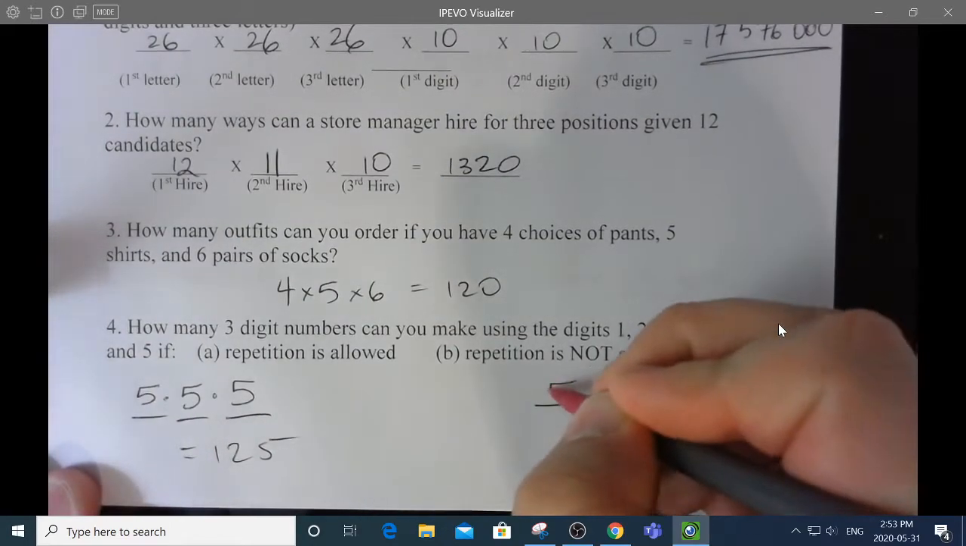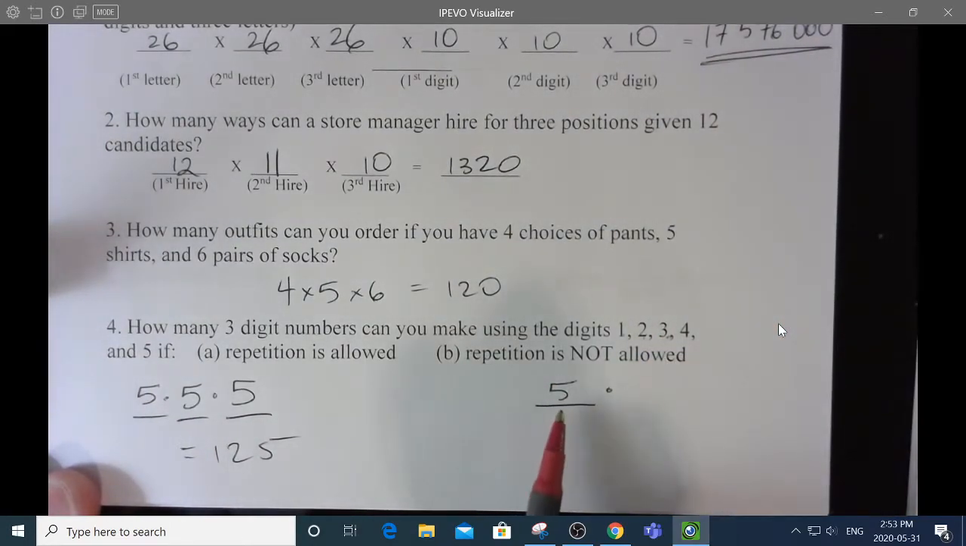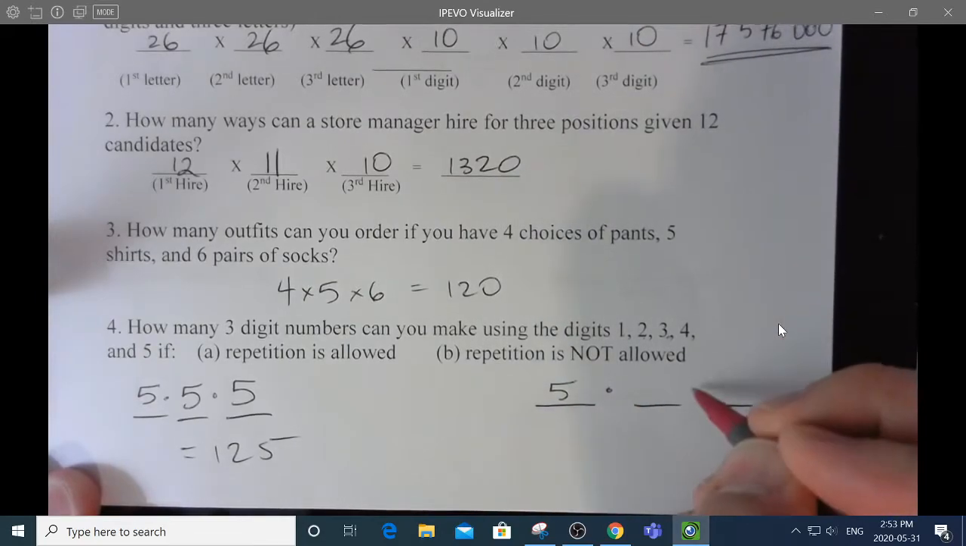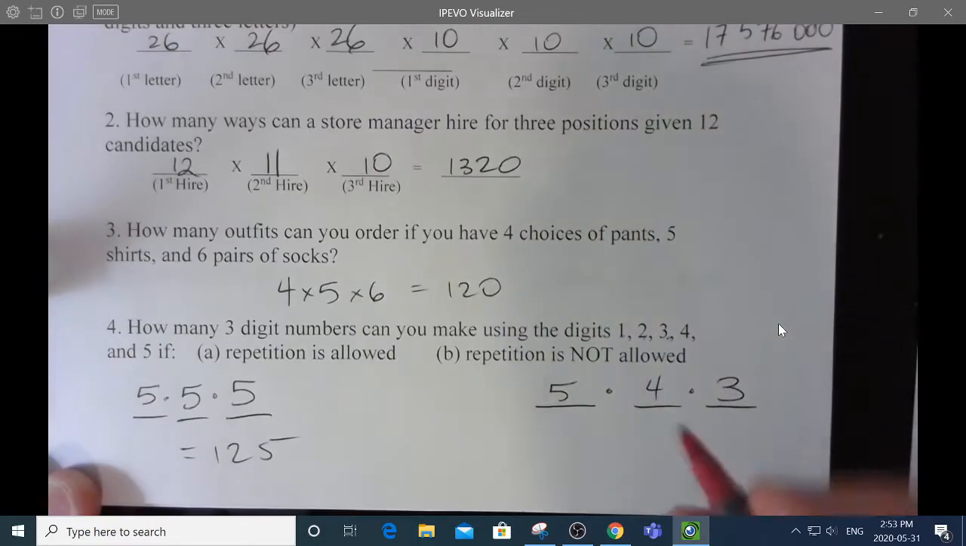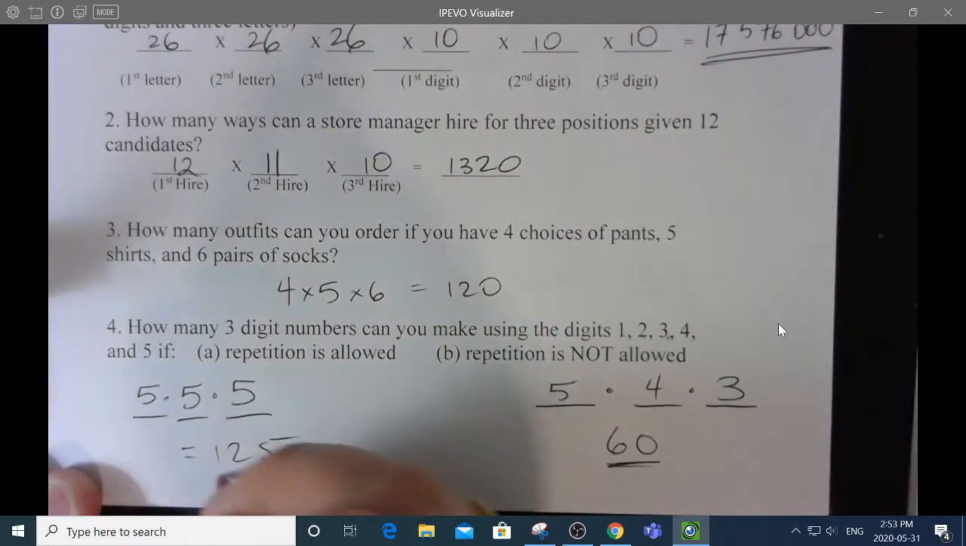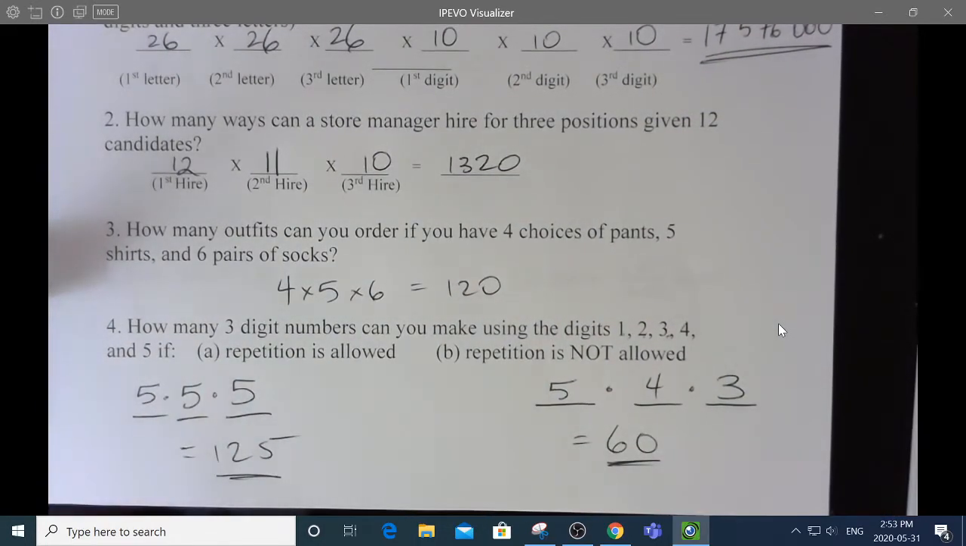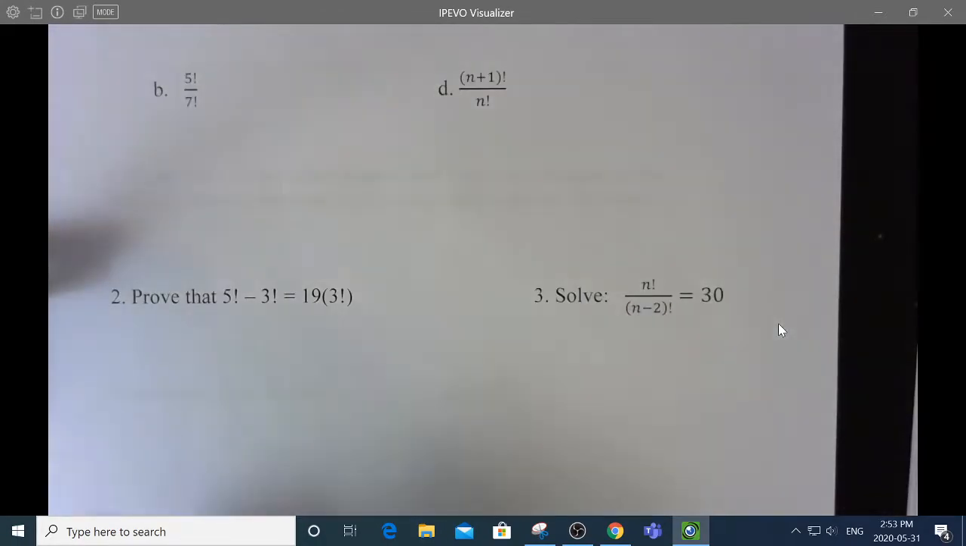But in B, I'm not allowed to repeat digits. So I have 5 choices for the first digit, but now I can't use the digit that I used here. So in the next digit, it's only 4, and in the next digit after that, it's only 3. And notice that's considerably less than we had if repetition was allowed. Okay, so that's the fundamental counting principle. Now, let's talk about a shortcut.